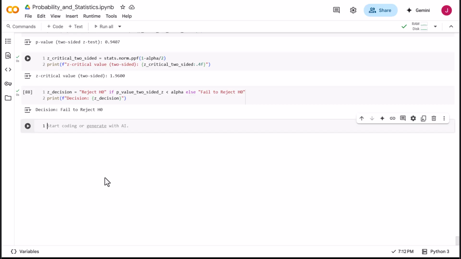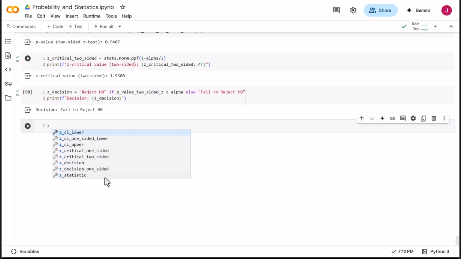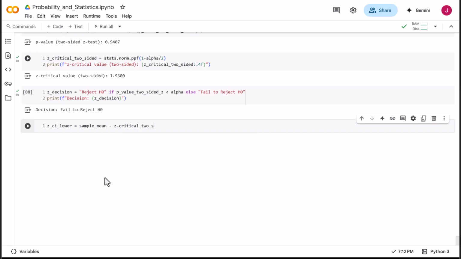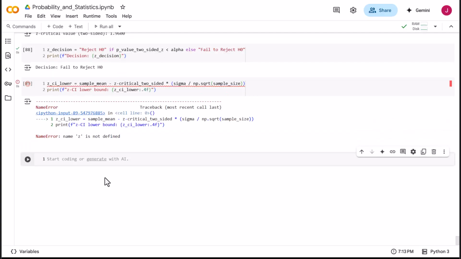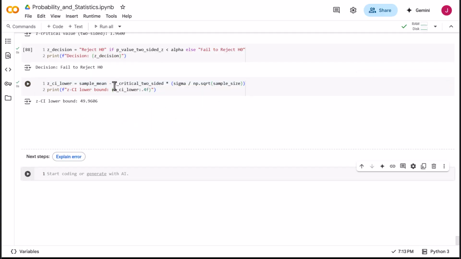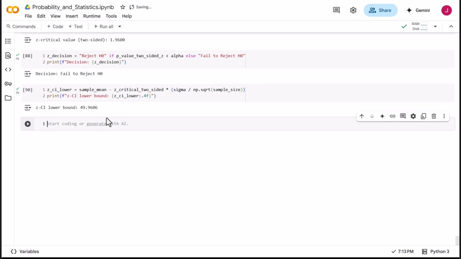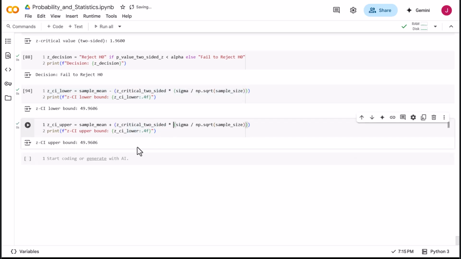We can go and print the 95% confidence interval lower bound, right? So z confidence interval lower bound is equal to sample mean minus z critical two-sided multiply sigma divided by square root of n. So which is 49.96. And in the same way, we can go for the upper bound. Upper is sample mean, this time plus z critical two-sided multiply sigma. Here it should be upper. So upper bound is 50.036.